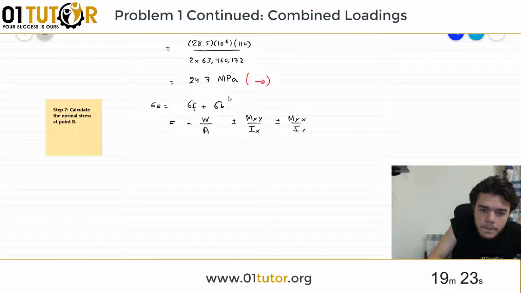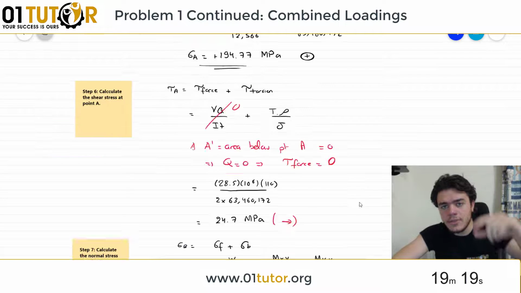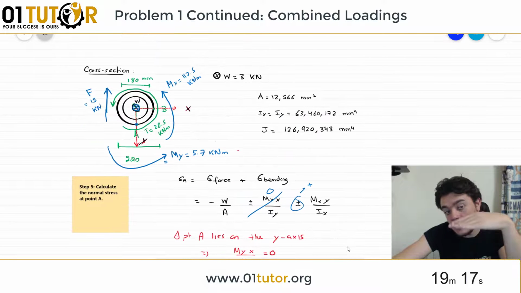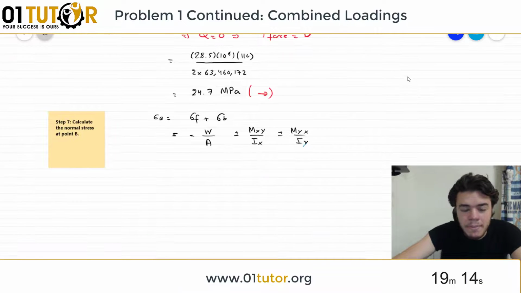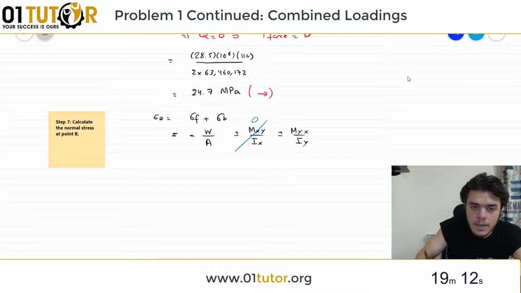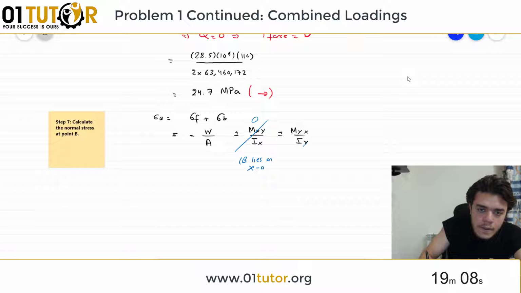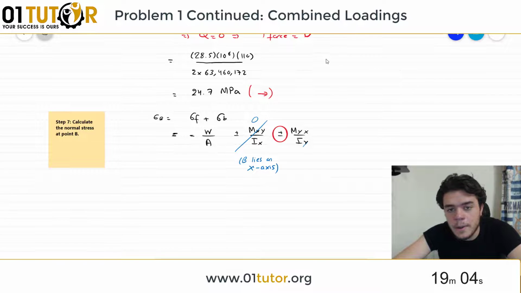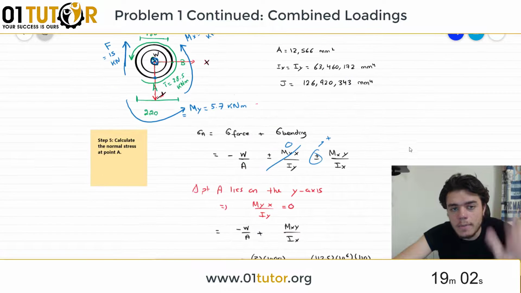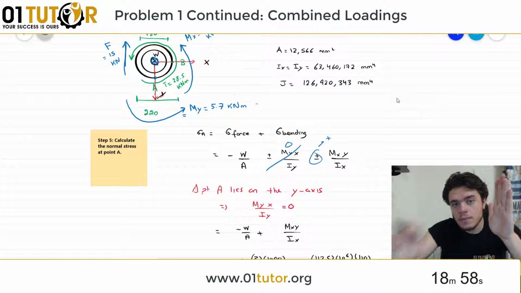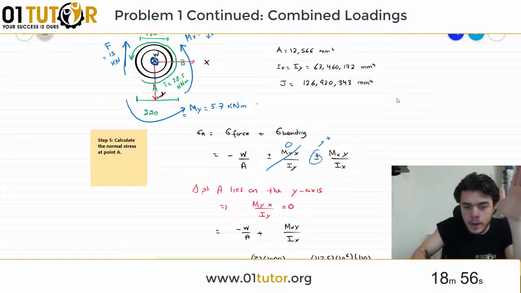plus or minus Mx y over Ix, plus or minus My x over Iy. Now in here, since point B lies on the x-axis, as you can see, it lies on the x-axis, then the effect of Mx is going to be 0. Why? Because B lies on x-axis. Now, what do you say the sign of this is? Is it a plus or a minus? Is point B under tension or compression with respect to My? It's under compression because it belongs to the compression zone of My.